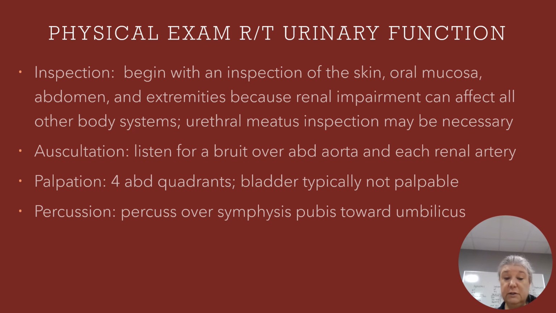We're going to auscultate. We're going to listen for a bruit over the abdominal aorta, and then we're going to listen to the renal arteries. We're going to palpate the 4 abdominal quadrants and the bladder. The bladder's typically not palpable, but if your person maybe has to urinate and the bladder's distended, sometimes you can feel that in there. Percussion, we're going to percuss over the symphysis pubis up towards the umbilicus.